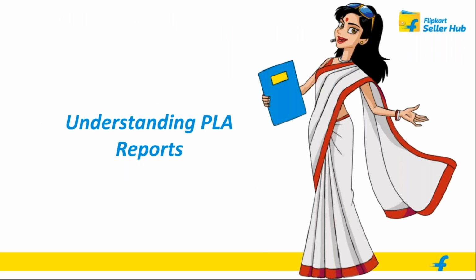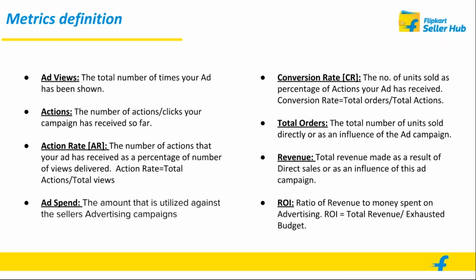Okay, I'll just get on to the PLA reports and how you read them. There are a couple of different metrics that we have in the reports and what they mean. So I guess many of you would know what an ad view is. Ad view is basically when the customer is seeing the ad, right? Remember, seeing the ad and clicking on the ad is not the same thing.